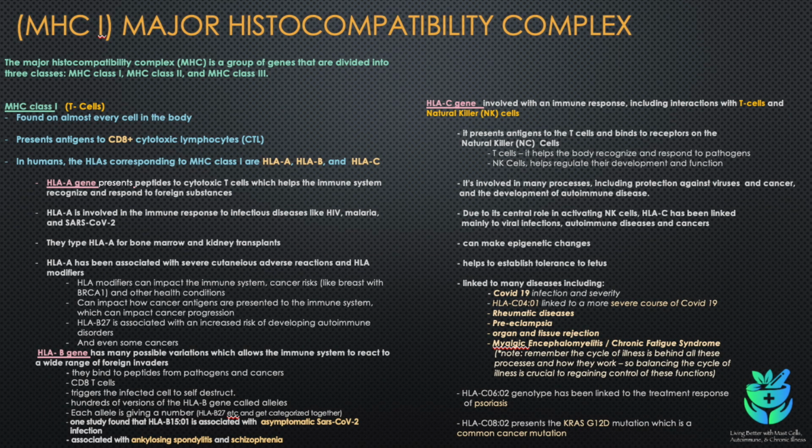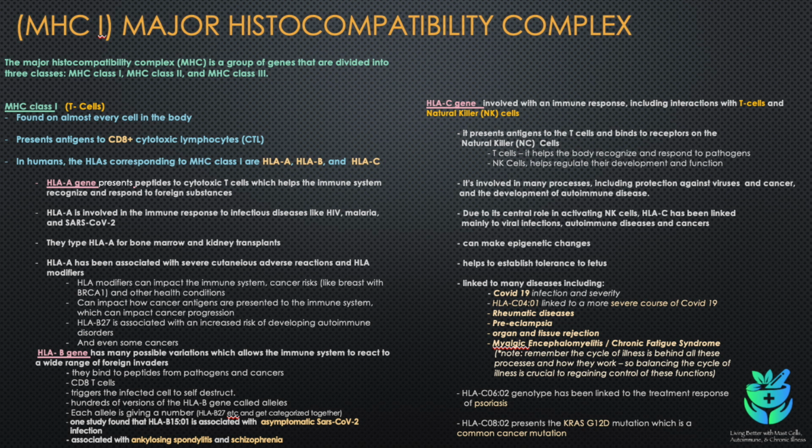So the HLAs corresponding to MHC class 1 are HLA-A, HLA-B, and HLA-C. The HLA-A gene presents peptides for the cytotoxic T cells, or the killer T cells, or the CD8+ cells, which helps the immune system recognize and respond to foreign substances. HLA-A is involved in the immune response to infectious diseases like HIV, malaria, and SARS-CoV-2. The HLA-A is what doctors look at when they're considering doing a bone marrow or kidney transplant.